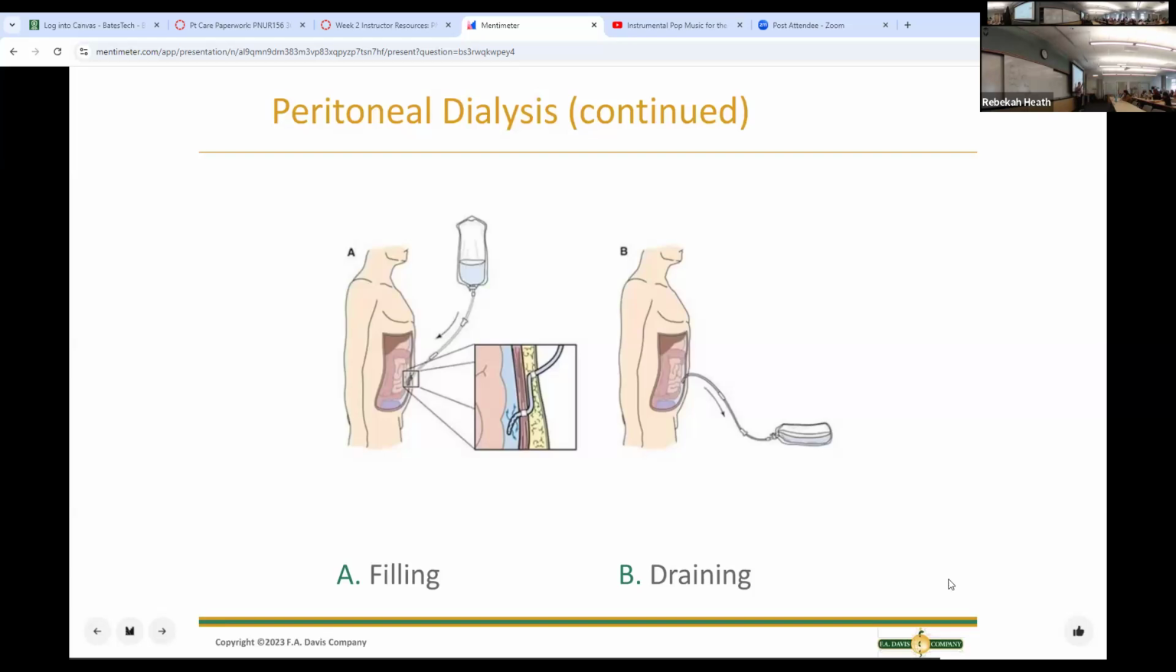And then after it was done draining, clamp it off and then you open the flow. Fill it. And then once it's filled, it's in their belly. Unhook it. And then they go about their day. Now that's if they do it throughout the day.